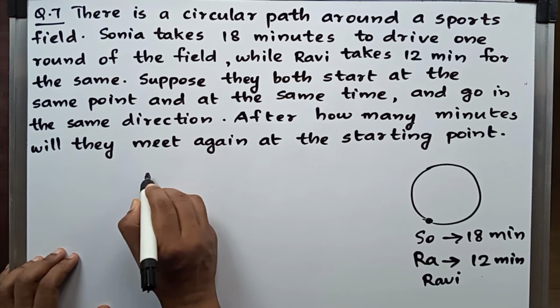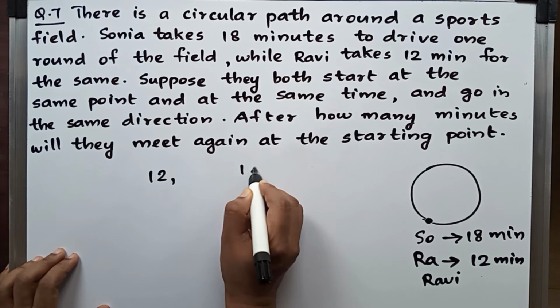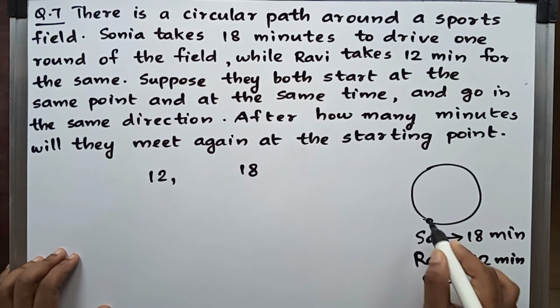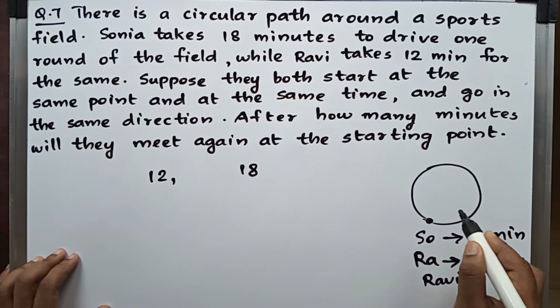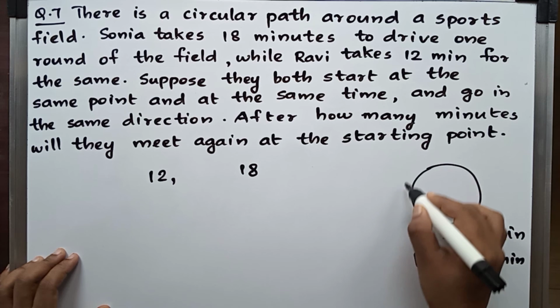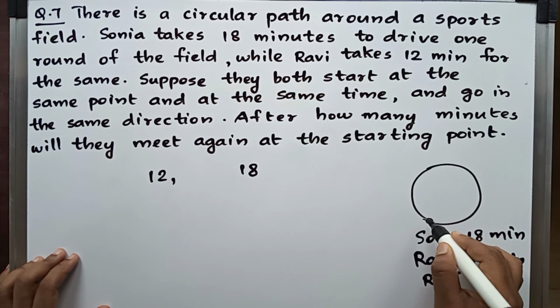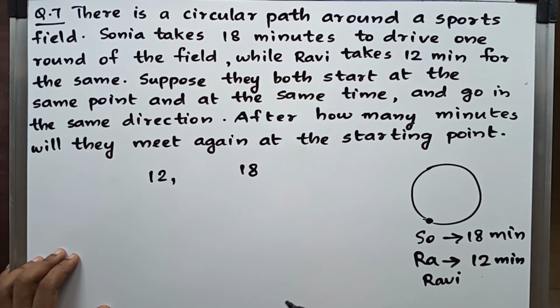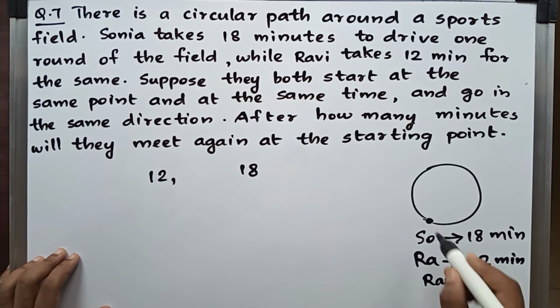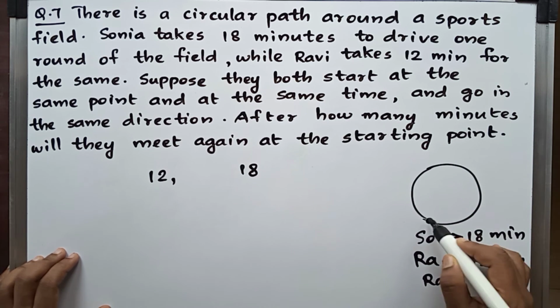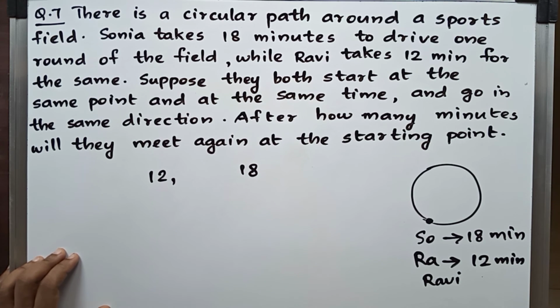See, here the numbers are 12 and 18. Okay, going round means what is going on. See, 18 minutes for one lap. For the second lap, 18 into 2. For the third lap, 18 into 3, like that it goes. See, multiples of 18 come here for Sonia. And for Ravi, it will be multiples of 12. The time taken to complete one lap will be 12 minutes. 2 laps, 12 into 2. 3 laps, 12 into 3, like that.